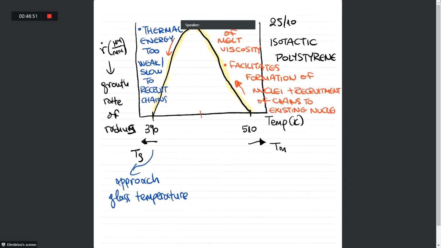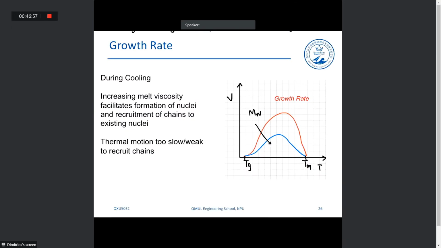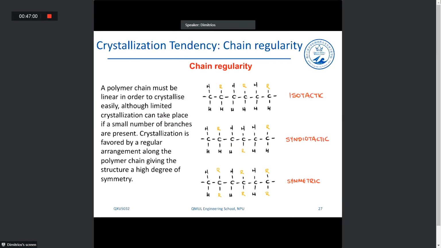Okay, now let's go back to our slides. As we said on Thursday, the chain regularity affects significantly all the thermal transitions. And of course, crystallization could not stay away from that. So different chain regularities lead to different speeds of crystallization and different types of crystallization.